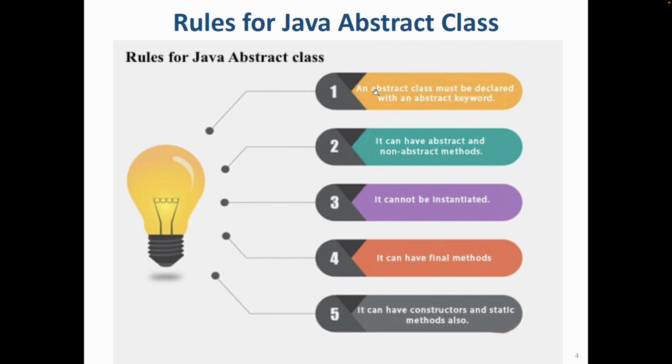All right, I think I missed that, covered that. And some rules, let me check if I missed anything. An abstract class must be declared with the abstract keyword. I said it. It can have abstract and non-abstract methods. I showed that. It cannot be instantiated. It can have final methods. Yeah, you can put final methods. Let's also now answer your question. It can have constructors and static methods. So basically you can put final methods, static methods, and also constructors.